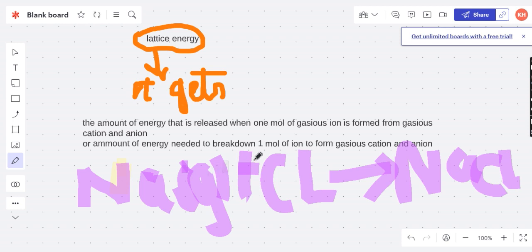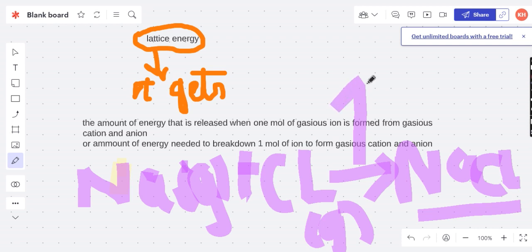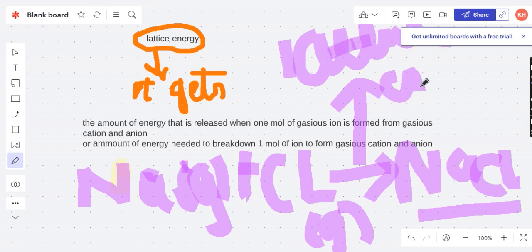So one gaseous cation combines with another gaseous anion to form the ionic compound NaCl. The energy that is released is known as lattice energy.